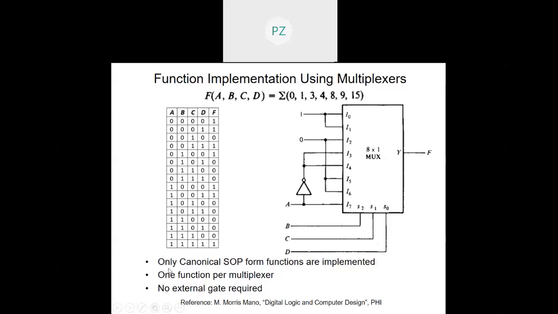These points I've already made. Only canonical sum of product form functions are implemented using multiplexers. One function per multiplexer at a given point of time. If you want to realize another function, you will have to change these connections. No external gate required. In a decoder based function realization, you can realize more than one function per decoder, but you need to have that many external OR gates, right? So these are the advantages and disadvantages of a multiplexer based realization of functions.